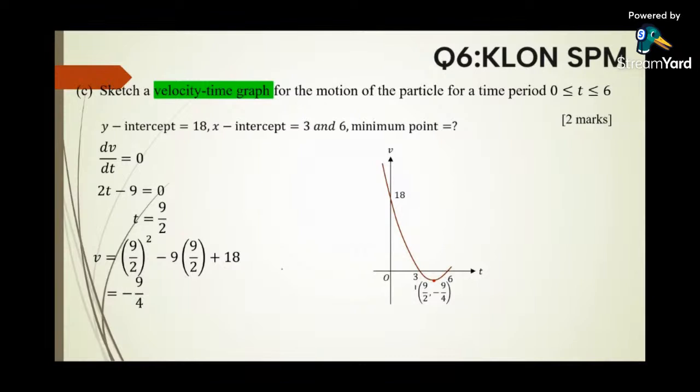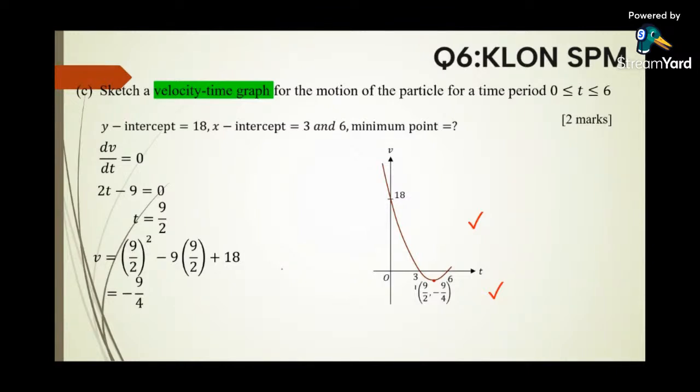Nampak macam 2 markah je tapi banyak. Where can we get 18? Yang tadi tu when t equals to 0, kita dapat V equals to 18 daripada soalan A. So, that is the answer. Yang itulah yang kita kena tahu bila sketch velocity time graph. Okay? And then the marks is number 1, the shape, and then label.